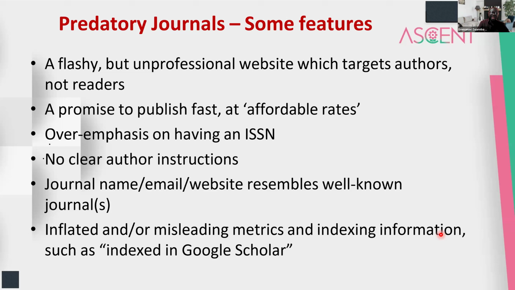Now, if the journal name, the email, the website resembles well-known journals, it's a predatory journal. Then sometimes they have inflated or misleading metrics. They will tell you that this journal is indexed in Google Scholar, indexed in Science Citation Index Expanded, or whatever, Emerging Sources Citation Index, Scopus. But when you go and check Scopus, you don't find it there.